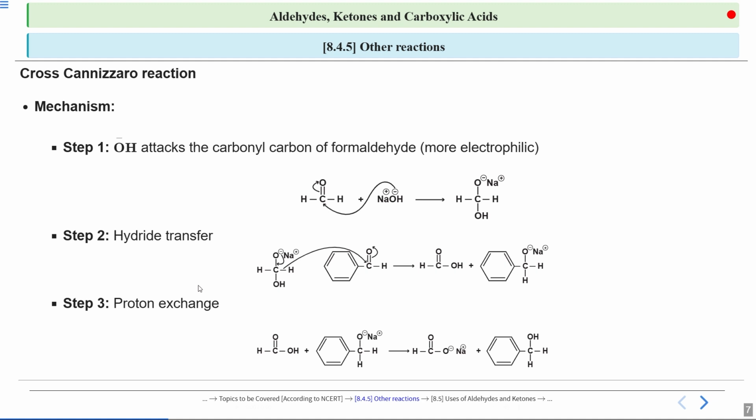Whereas this reaction involves a proton exchange. So these are the 3 steps which happen in the cross-Cannizzaro reaction. I hope this is clear now.